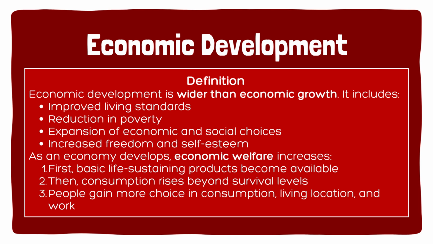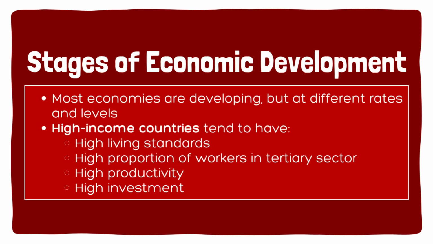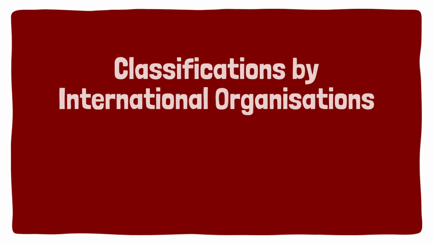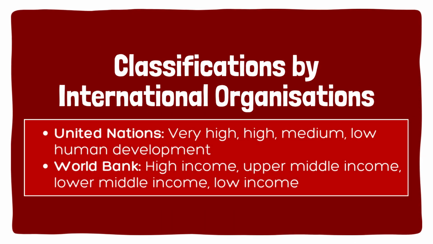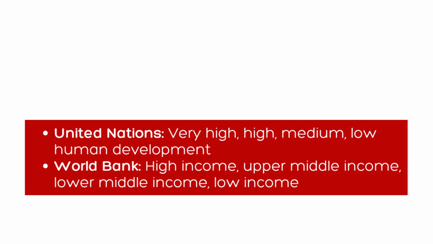As an economy develops, people first gain access to basic necessities and later enjoy higher consumption levels and more choices in their lives. Countries are at different stages of development. Generally, countries with high income per head have higher living standards, strong investment, high productivity, and a larger tertiary sector. In contrast, low income countries tend to have lower living standards and weaker economic structures. International organizations classify countries differently. For example, the United Nations groups them by human development levels, while the World Bank classifies them by income levels.